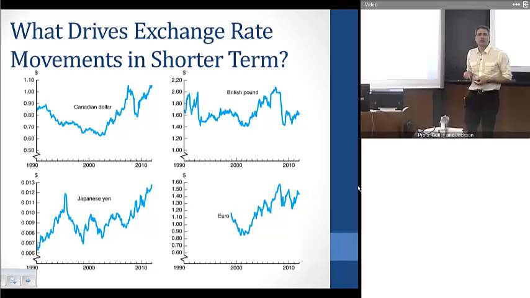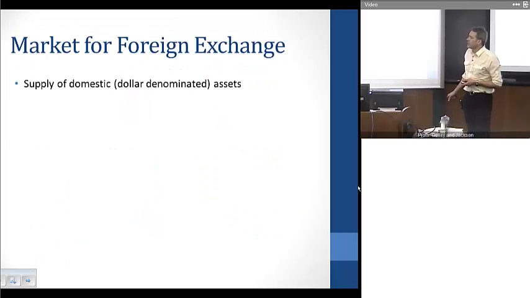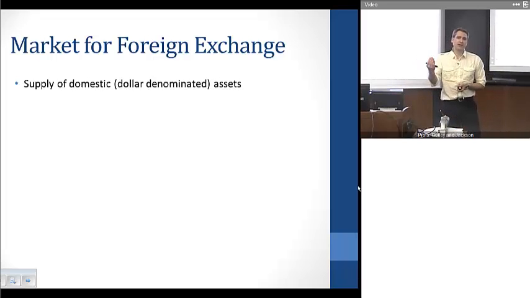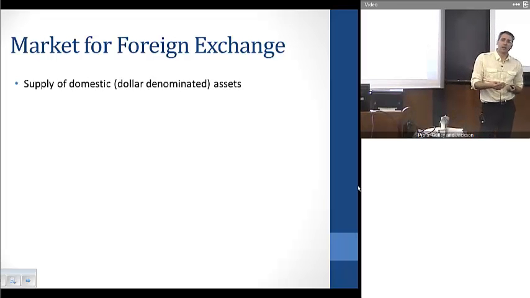There's significant fluctuations on a day-to-day, even an hour-to-hour or minute-to-minute basis in terms of exchange rates. So that's one of the things we want to know: what's moving exchange rates in those shorter time periods. In order to do that, we want to understand the market for domestic assets. Okay, so that's going to drive our understanding of this basic framework for exchange rate movements. And so in the market for domestic denominated assets, there's going to be a supply of assets and a demand for assets. And so that's going to be the tool with which we understand these exchange rate movements.